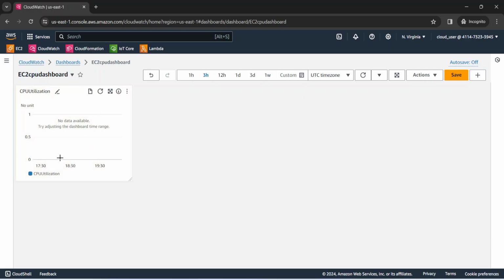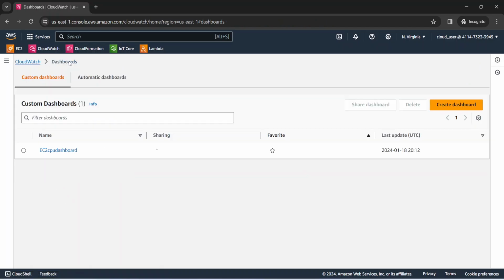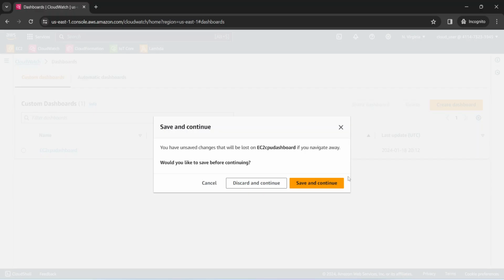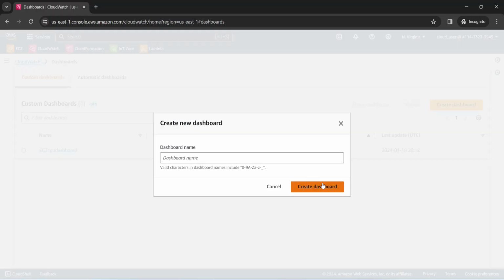You can see we get a widget saying no data available since there is no resource utilization for that particular EC2 instance. Just go to 1 hour. Also there isn't any data available since there aren't any operations being done on that. Next we'll go to the dashboards again. I can create a different type of dashboard here. I'll just save and continue before going ahead.